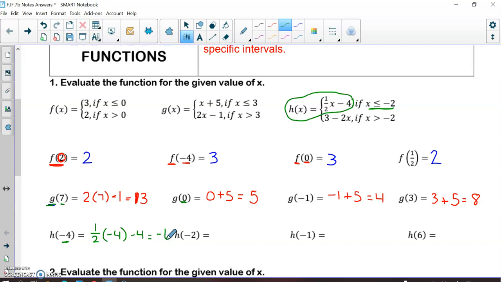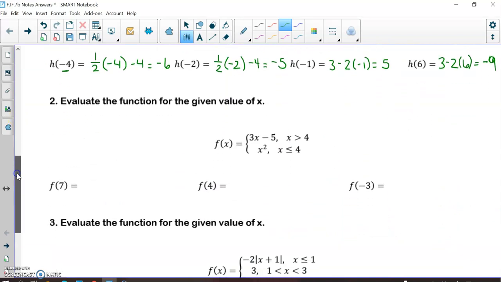I'm going to have you pause the video and try the next three on your own. All right, so you get -5, 5, and -9. Moving on to number 2. So now I just have one piecewise function, and I want to find f of 7.